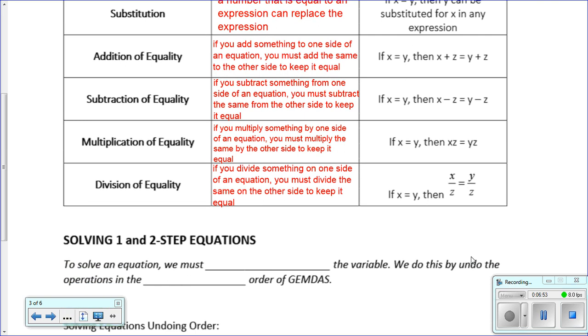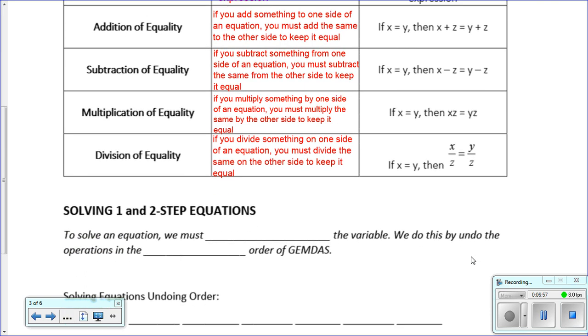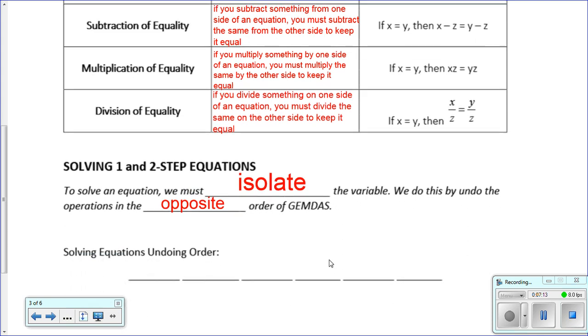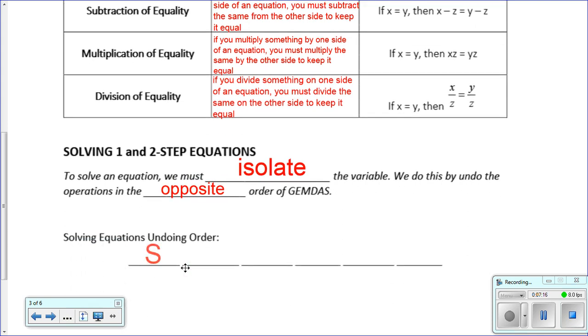Okay, so now we go on to solving 1- and 2-step equations. To solve an equation, we must isolate the variable. So we got to get that by itself. We do this by undoing the operations in the opposite order of GEMDAS. So instead of doing the grouping first and then all that fun stuff, we actually do the opposite order. So the undoing order is S, A, D, M, E, and G.